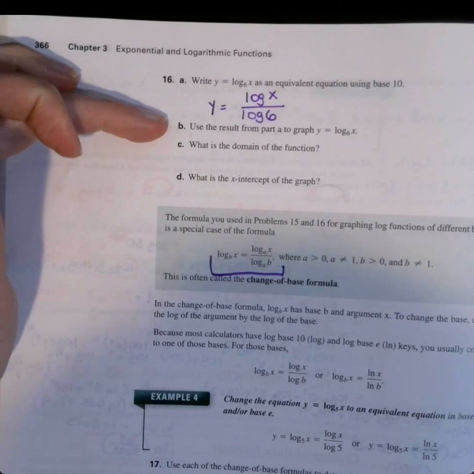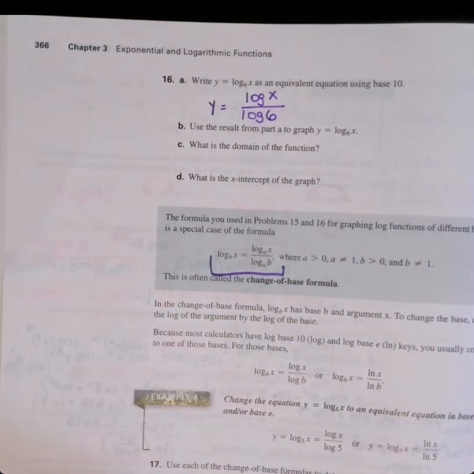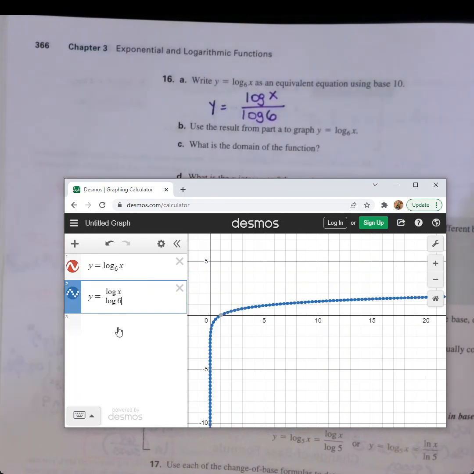Use the results to graph. I guess I can graph these both. Okay, so change my base to 6 and change this to 6. Ta-da! Your two functions are the same again. So we use the results to graph them and confirm they're the same.